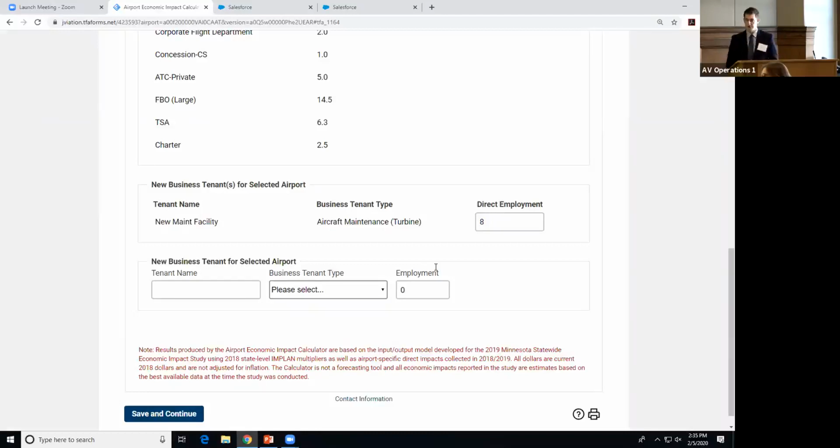We were at Brainerd yesterday. There's a lab testing entity, water testing in just an old hangar. They're there because they've always been there. It's convenient to be there. They have no aviation component. We did not include them.